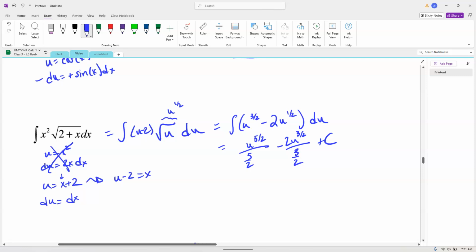Okay. And I forgot something, didn't I? Oops, I forgot there's a square here, so I have to go back and redo my algebra. Algebra, it will get you every time.